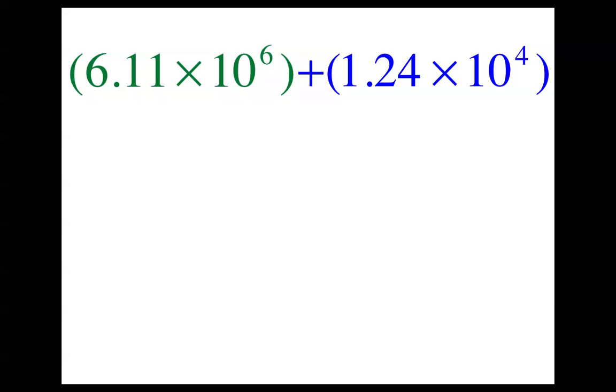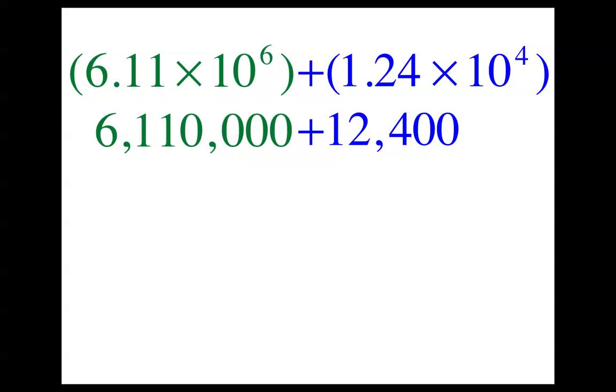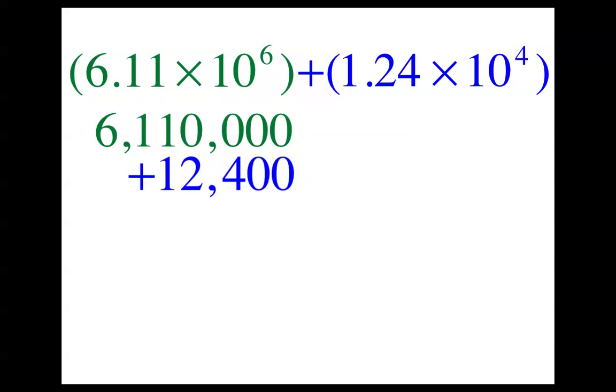So let's take the green number, 6.11 times 10 to the 6th power. You've got to move that decimal place 6 times. So it should be 6,110,000. And if you want to pause it for a second, you can count the spots that we moved it, and there are 6 of them. So that's why that number turned into that number. Okay, the blue number, 1.24 times 10 to the 4th power. We're going to move that decimal 4 spots. So instead of 1.24, it's going to be 12,400.